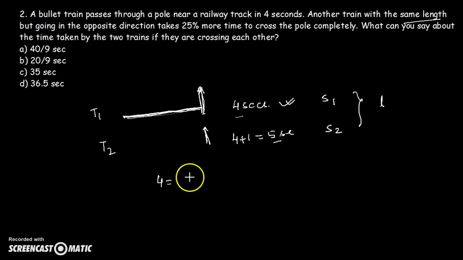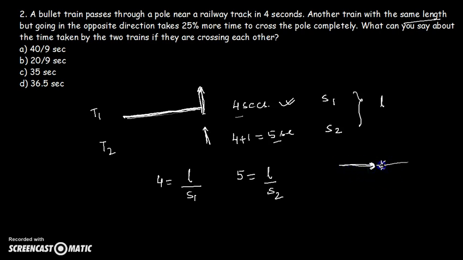Time is nothing but distance by speed. Distance is the length of the train, which is L, and speed is S1. Similarly, for the second train, we can write 5 is equal to L by S2. Now the question says, what can you say about the time taken by the two trains if they are crossing each other? Now these are the two trains. They are trying to cross each other.